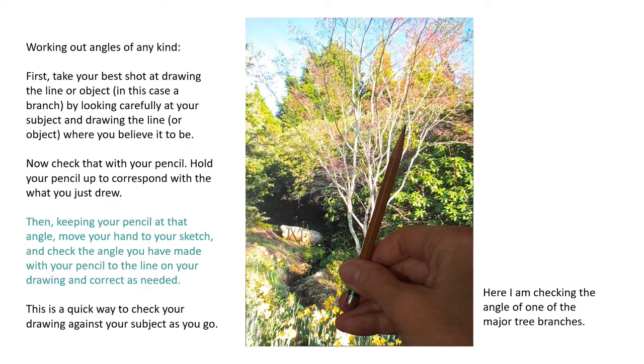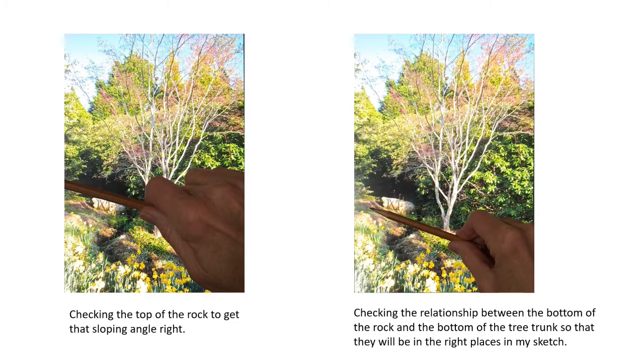So here we have an example where I'm just checking the angle of one of the major tree branches. I've taken my best shot at it on my sketch. I just want to make sure before I go on that I've got it right. So here I am doing that exact exercise. Once again, here I am checking the angle of the top of the rock, and making sure that's just where I want it because I have a very specific look I want for this sketch, let's say.